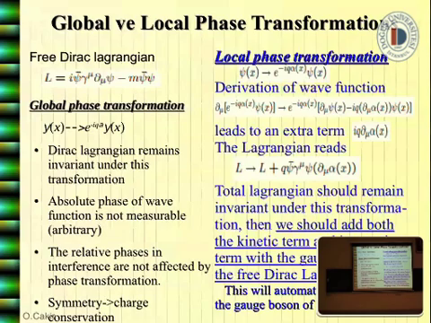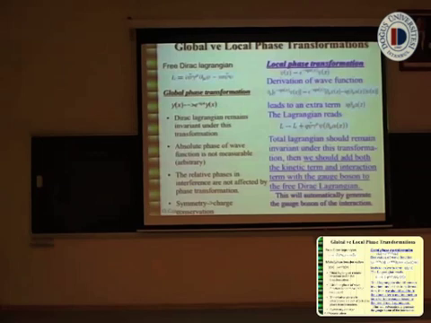Then I will come to this slide. What's the result of the global and local phase transformation in the standard model? Then we can look at the free Dirac Lagrangian like this. So we can apply a global phase transformation, under which it is invariant. It gives us the charge conservation.